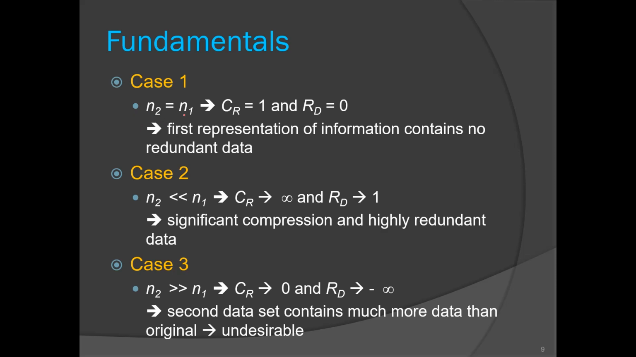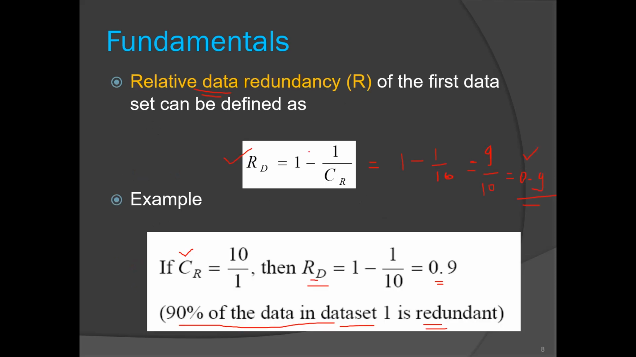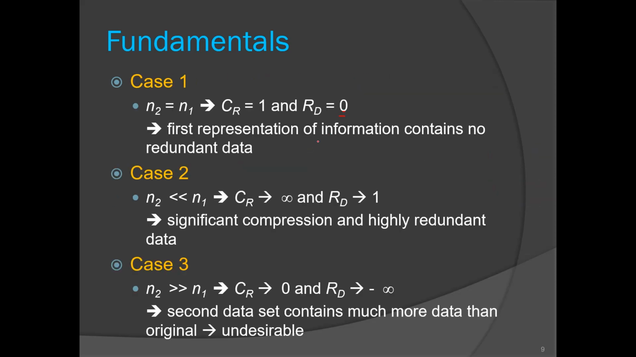If n2 equals n1, then CR, the compression ratio, will be 1 and relative data redundancy is 0. That means there was no redundant data. Next, if n2 is much smaller than n1, CR tends to infinity and RD is 1. That represents a significant compression, and our original data was containing highly redundant data.